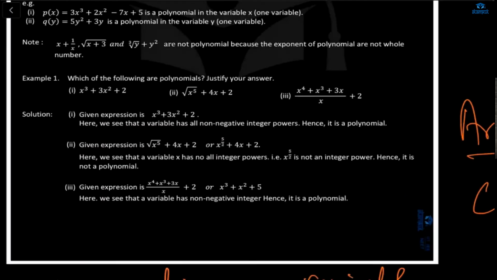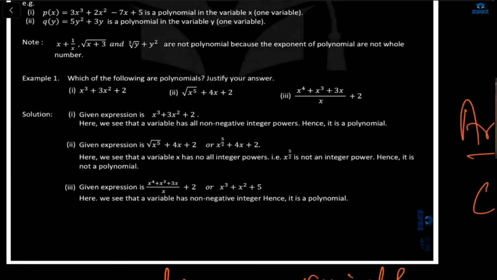These examples are for explanation, so that you know what polynomials are and can distinguish which is a polynomial and which is not. Now the third one: x to the power 4 plus x cube plus 3x by x plus 2. Is it a polynomial? Zikra, can you tell me, is it a polynomial or not? Third one, on the screen, example number one. If you want, you can note it down in a copy, cancel the x power and check.